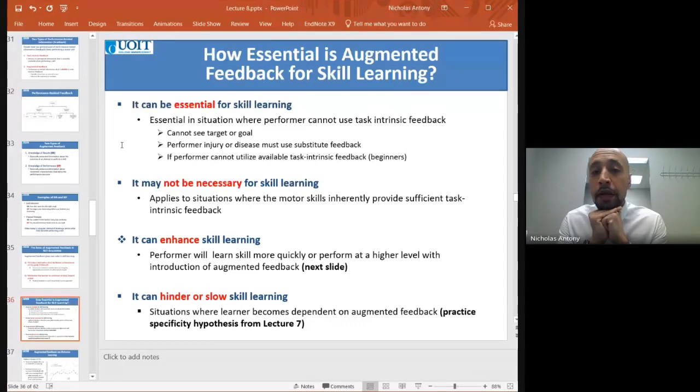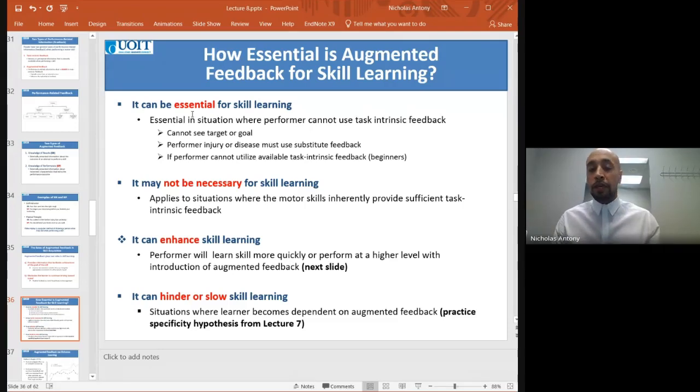So augmented feedback from a rehab perspective is essential when the learner can't use task intrinsic feedback to complete the task. So they cannot see their target or their goal, or because of an injury or disease, they need to substitute feedback because they don't have enough information to achieve it for themselves. So in those situations, when talking about rehab settings, a lot of times augmented feedback is essential for skill learning.